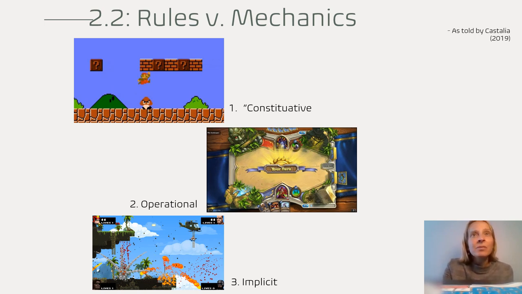The second type of rule is an operational rule, and these are the rules that have to do with procedures of the games, like turn order and sequence of events. If you do this, then you have to do this. It's the orders or procedures that occur in a game. And then finally, there are implicit rules, and these aren't described in the documentation itself. We're going to talk about documentation later on in another course.